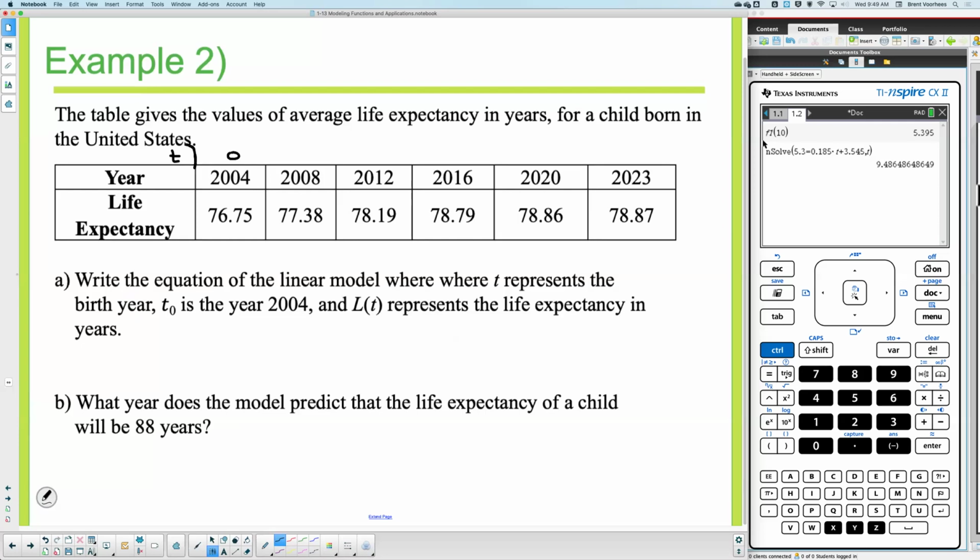I'm going to make another box here. You know what? Let me just make it clean. That's just going to look so ugly. Let me make a new box here. And what we're going to do is find each of the time values, and then we're going to use our calculator to solve.